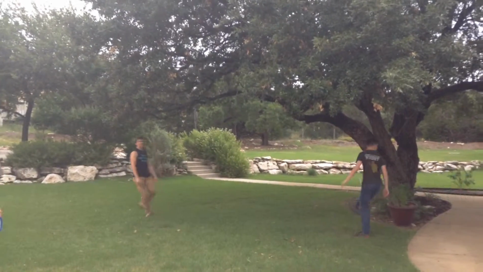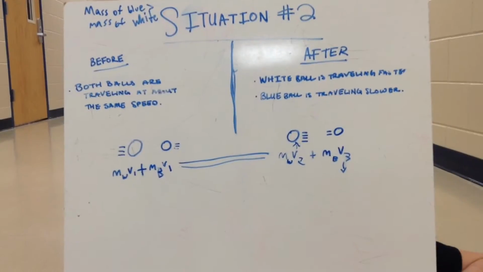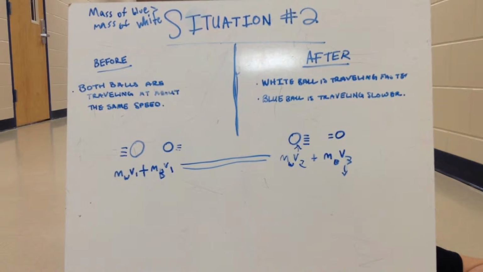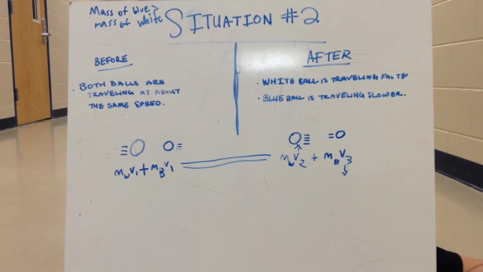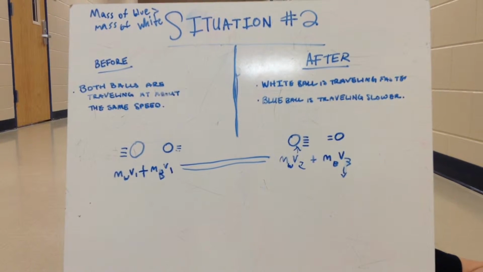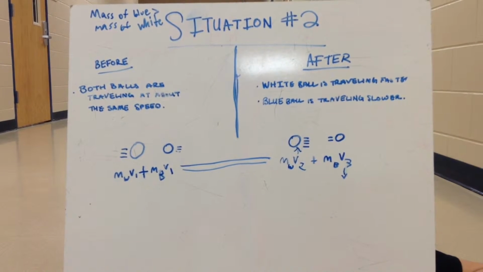Let's look at some examples of elastic collisions. Before the collision, both balls are traveling at the same speed. After the collision, the white ball is traveling faster and the blue ball is traveling slower. This makes sense because the blue ball has more mass than the white ball does.